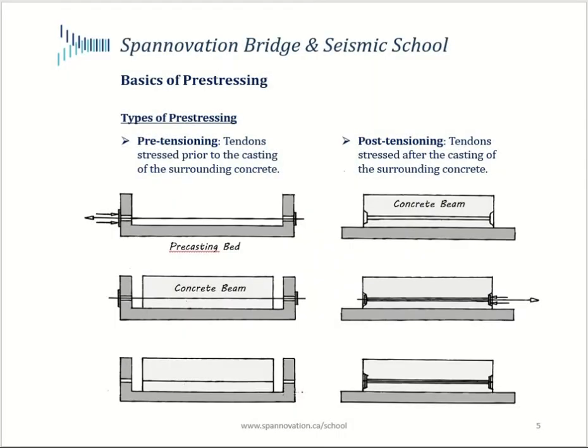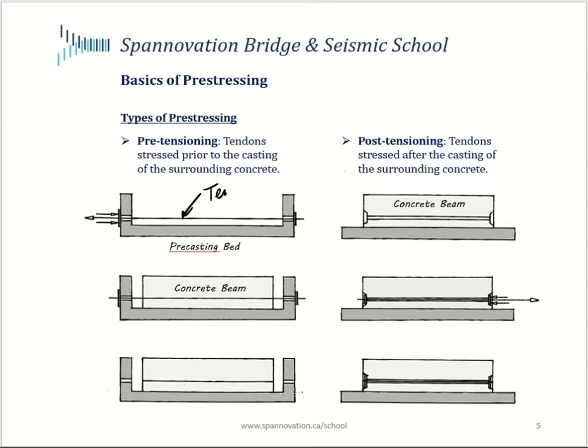There are two types of prestressing technologies available in the industry, commonly speaking. They're pre-tensioning and post-tensioning. Pre-tensioning is the process where the tendons are stressed prior to the casting of the surrounding concrete. So let's examine that first. You're looking at a precasting bed and a precasting yard in that illustration. And the first step for pre-tensioning would be to stress your tendon, which in this case could be, let's say, high strength strands, but let's call it tendons.